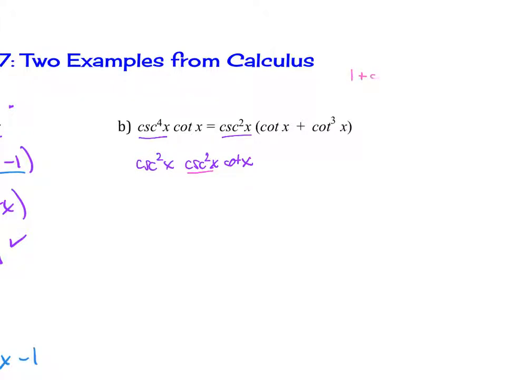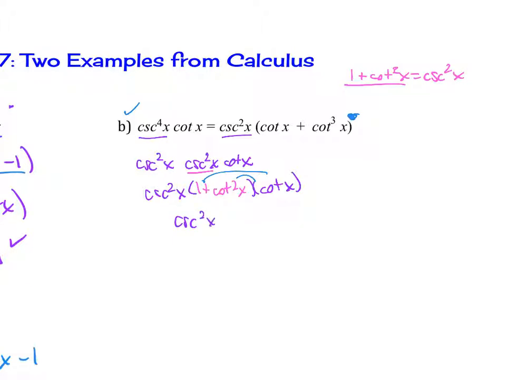Cosecant squared of x, that reminds you of 1 plus cotangent squared of x equals cosecant squared of x. So I'm going to replace cosecant squared of x with 1 plus cotangent squared of x. So I have cosecant squared of x times the 1 plus cotangent squared of x times cotangent of x. And so next, we're almost at what we were trying to get to, so we start on the left side, and then we're going to distribute. So now we have cosecant squared of x times cotangent of x plus cotangent cubed of x. Okay, and then we have verified this right side.